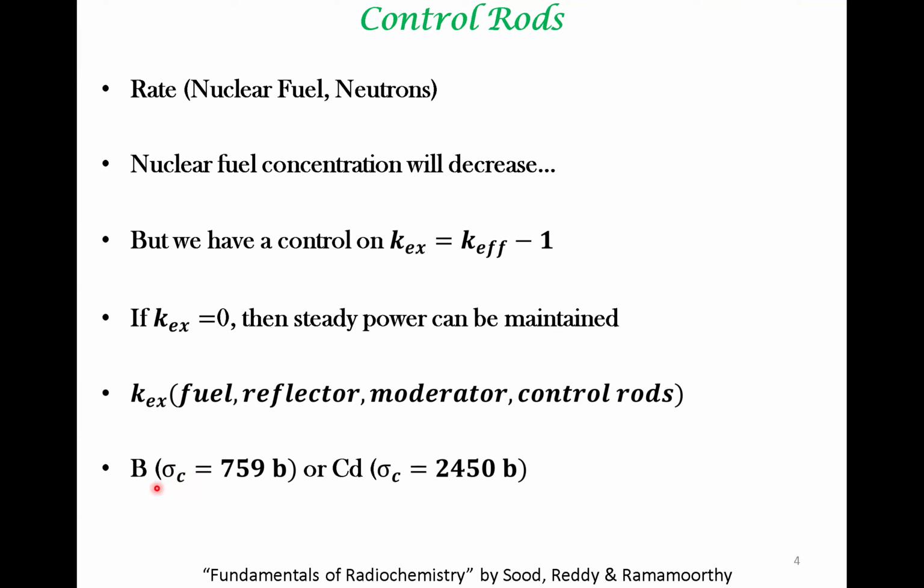There are some common control rods in a modern nuclear reactor. Boron or cadmium have high sigma C, the cross-section for capture. Therefore, they are used in the control rod. There are different configurations for a control rod that depend upon the reactor geometry. We won't go into that. But the main thing to understand is these components are used for making a control rod. And this has a dominant role in controlling K excess, which helps you maintain a steady state.